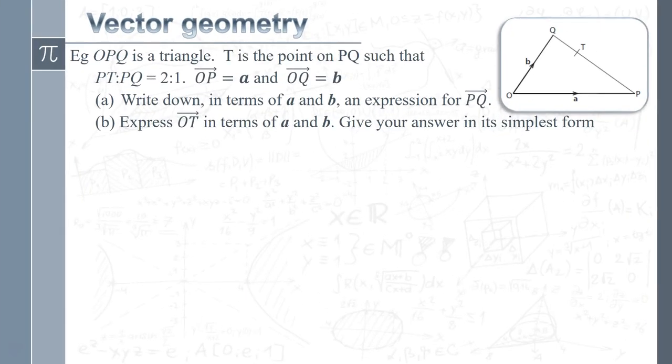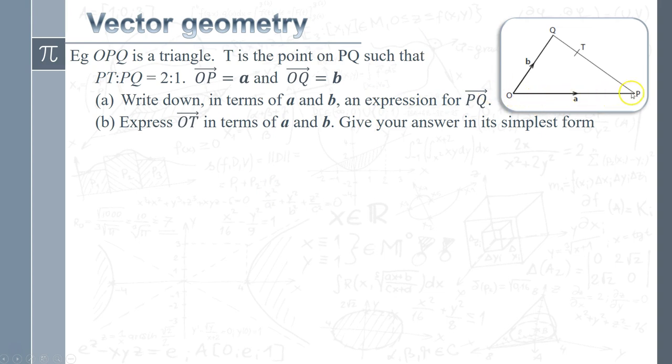So we're looking at basically proofs within particular shapes, triangles, parallelograms, etc. So we've got an example here. We've got OPQ as a triangle, and T is a point on PQ such that it splits in the ratio 2 to 1. So that distance there is twice that distance there. The first question is: write down in terms of A and B an expression for PQ.